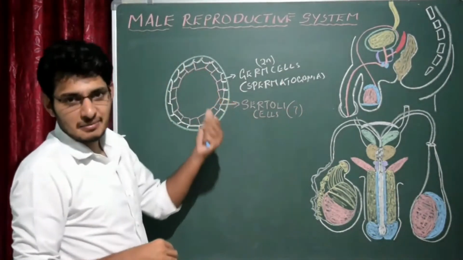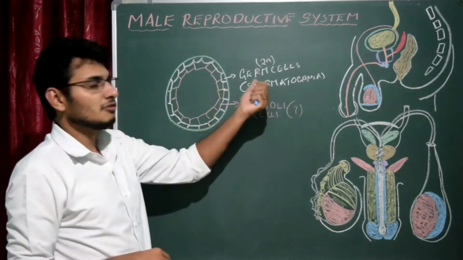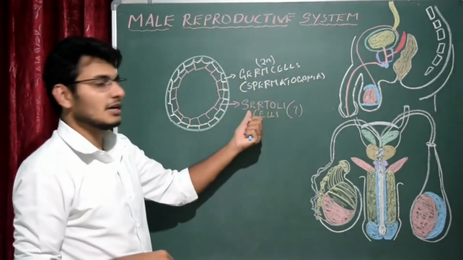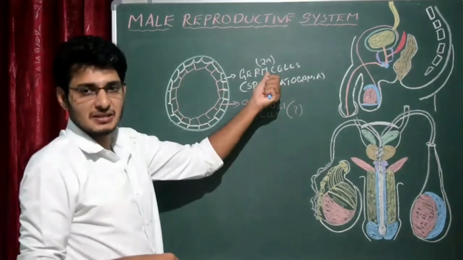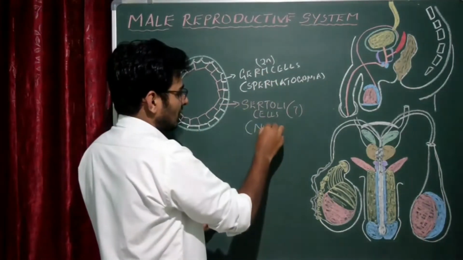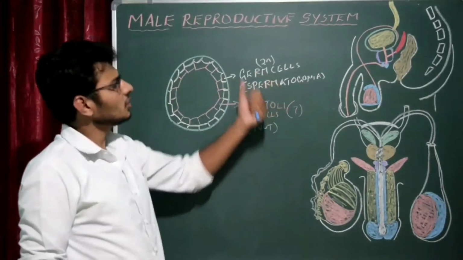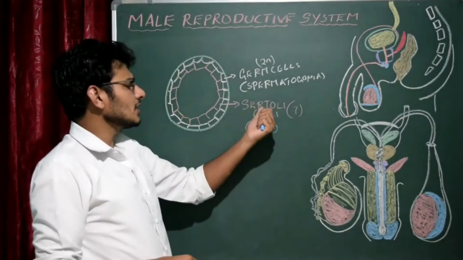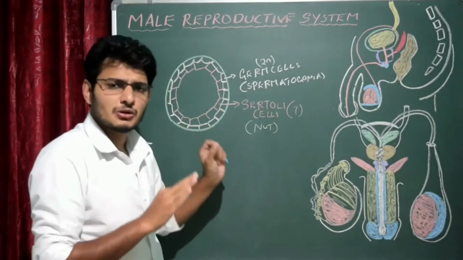Very simple, you can easily predict, because Sertoli cells are present very close to the germ cell. Germ cells in future are going to be the sperm. Obviously, Sertoli cells will provide the nourishment to the germ cells. Correct? Okay, so what is the function? It provides nutrition to the developing germ cells. We can also call Sertoli cells as nutritive cells. Very simple, we just call it Sertoli cells.